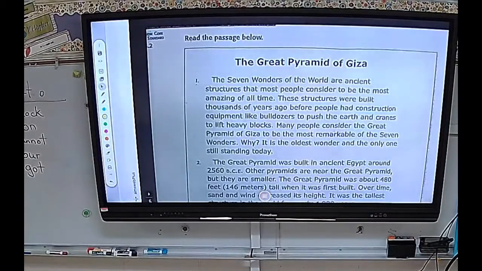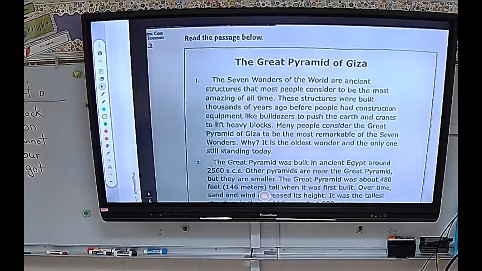Okay. Is there anything in that first paragraph that you think we could use as text evidence for why they built the Great Pyramid? And in some of these paragraphs, there's not going to be anything that we really want to use. What are you thinking, Peyton? I'm thinking it is the oldest wonder and the only one still standing today. Well, I think that's an interesting fact, but that really doesn't tell me why they built the Great Pyramid. Do you agree? Okay.